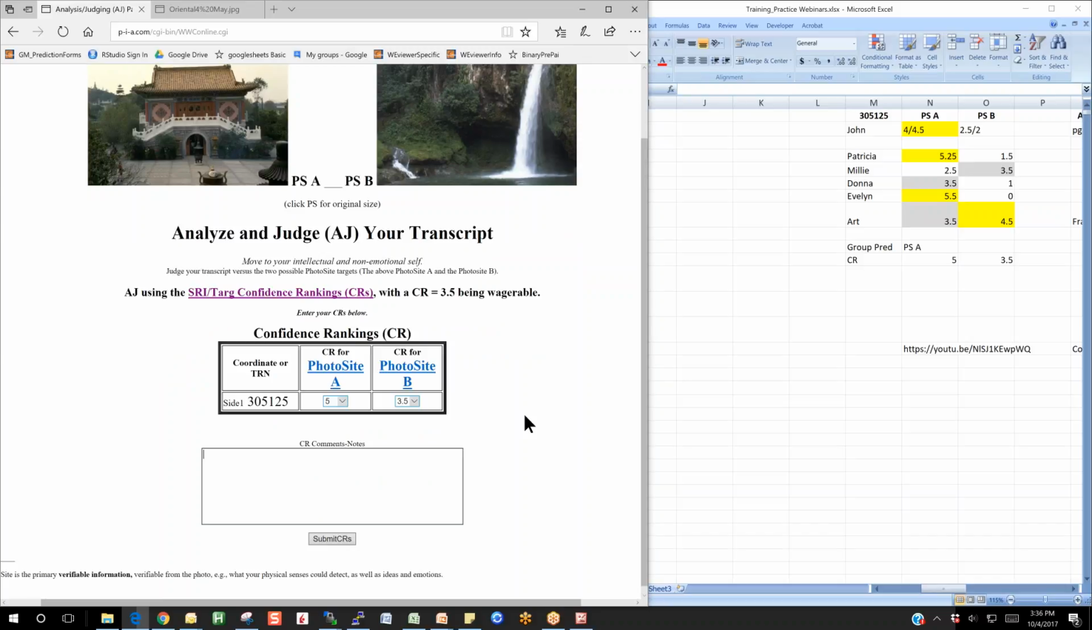And let me put some comments here. PSA had 5, 5.5, 4.5, and 2 3.5s. Photo site B had 1 4.5 and 1 3.5. Okay, so those are the comments.